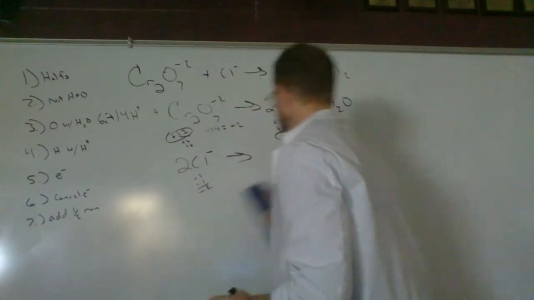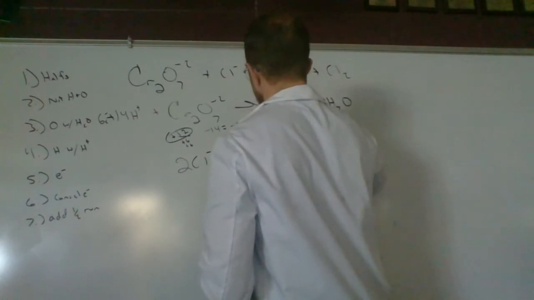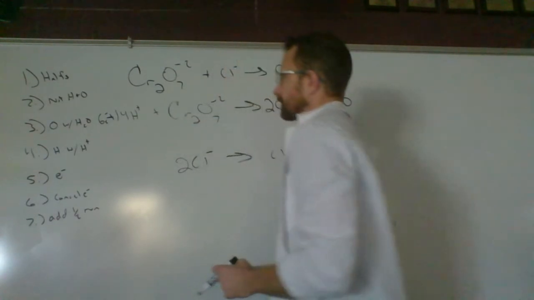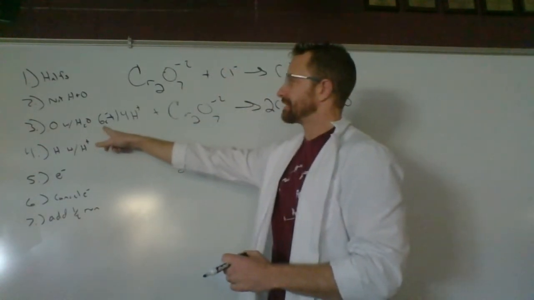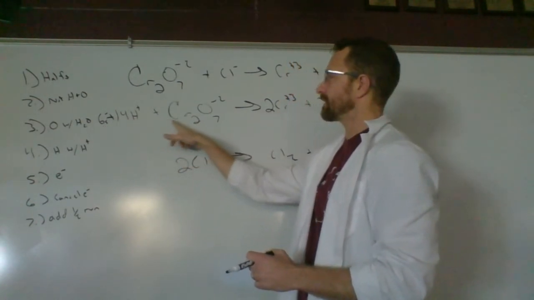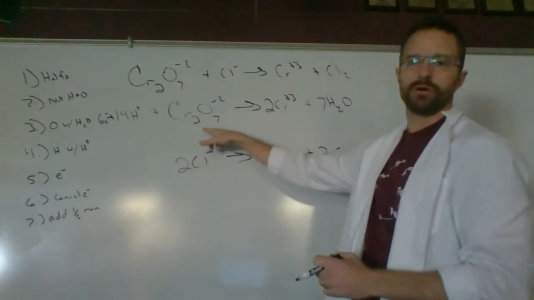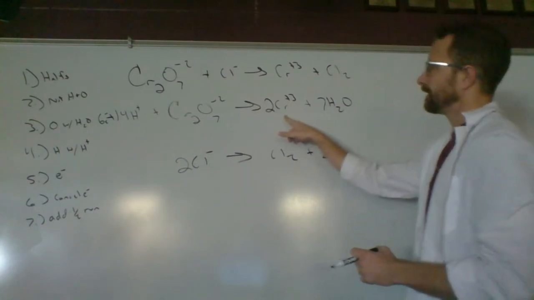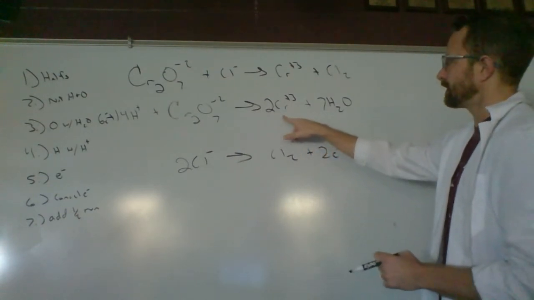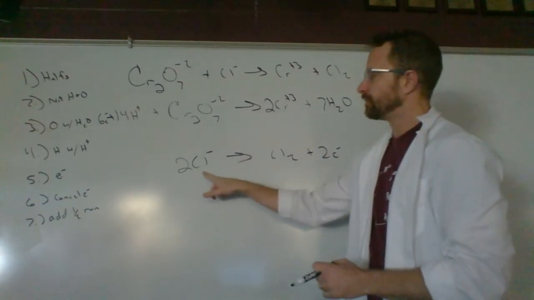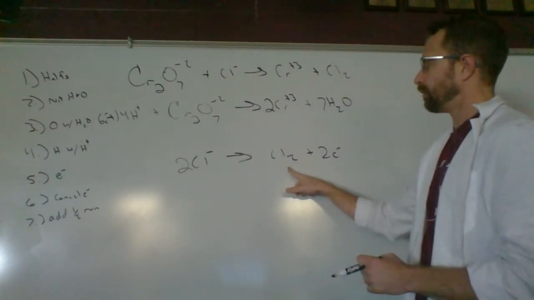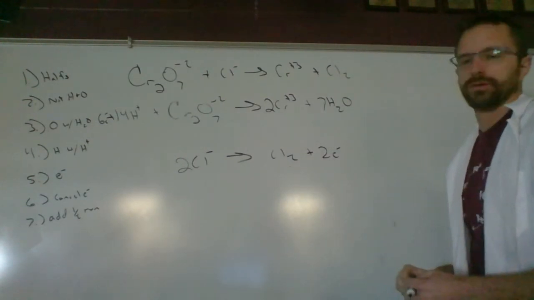I'm going to go ahead and erase the extra stuff around here. So right now, in case you can't read my awful handwriting, it's 6 electrons and 14 hydrogens, and then a Cr2O7 minus 2, a dichromate, makes 2 chromium plus 3s and 7 waters. I have 2 chlorides reacting to make 1 chlorine molecule and 2 electrons there.